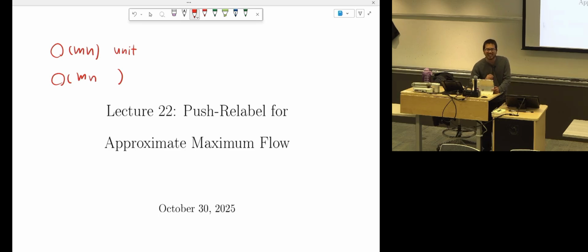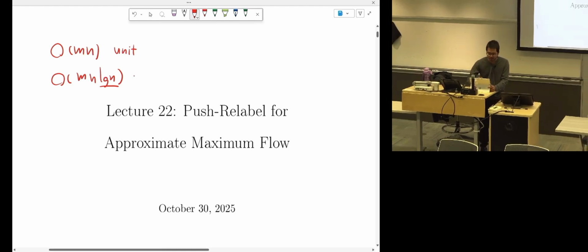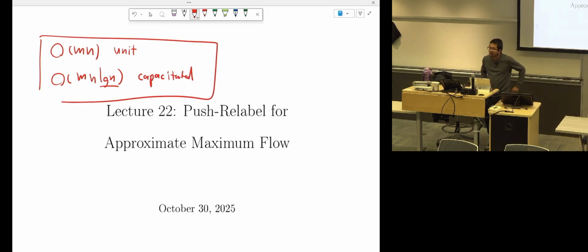Say again. I mean, the h stands for... mh, and then what? There's a log. There is a log n there, yeah. And h we're going to set to be n for max flow. So that's for capacitated graphs. Okay, that's what we learned last time.